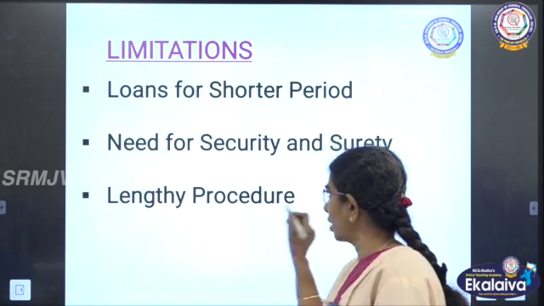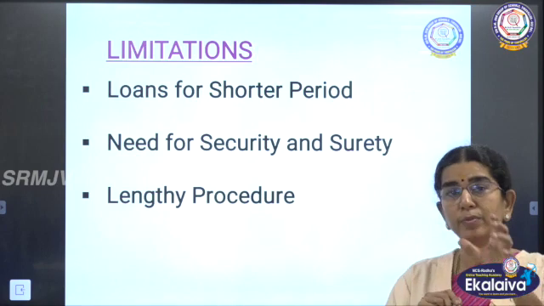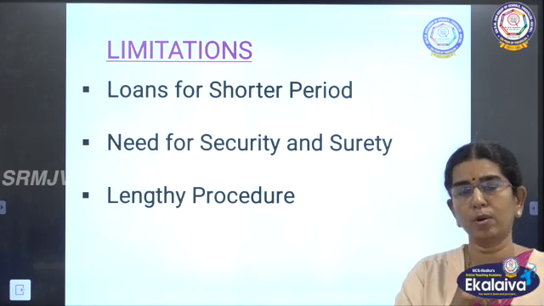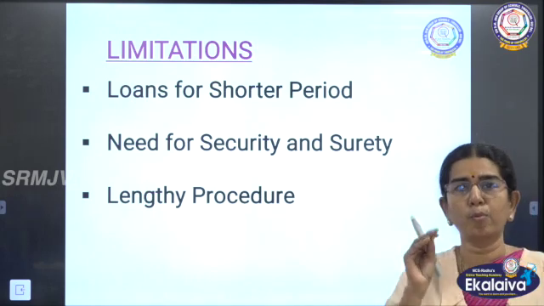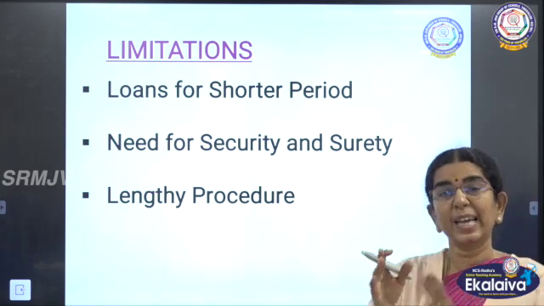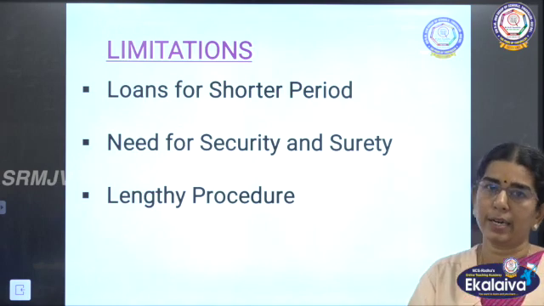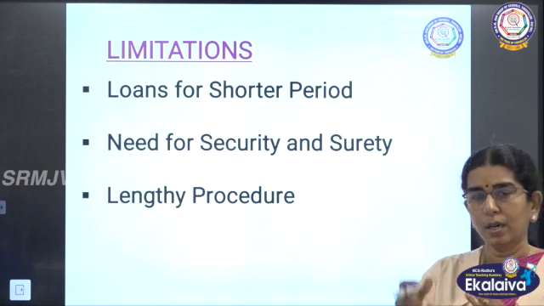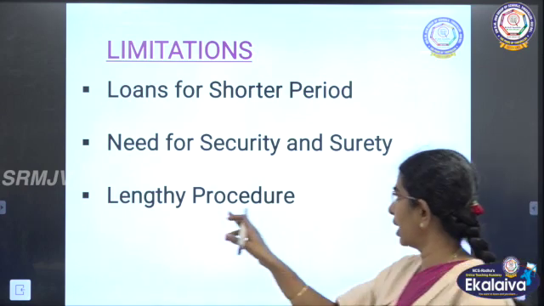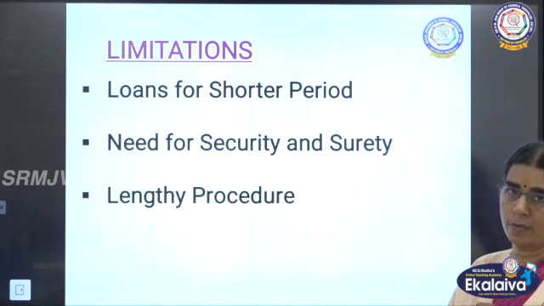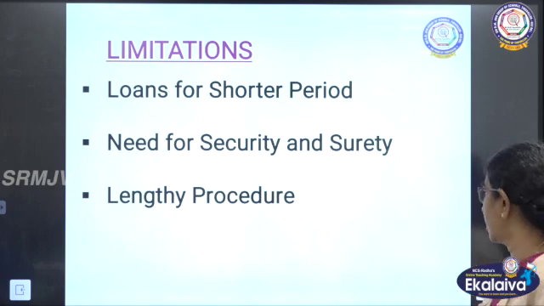And sometimes lengthy procedures are also involved. For example, some terms and conditions may be imposed on some business concerns. Some restrictions may be imposed on the sale of mortgaged goods. That is, the company may not be allowed to sell the mortgaged goods, so the company's normal working conditions may be affected. So, this lengthy procedure is a disadvantage for business people getting loans from the commercial banks.